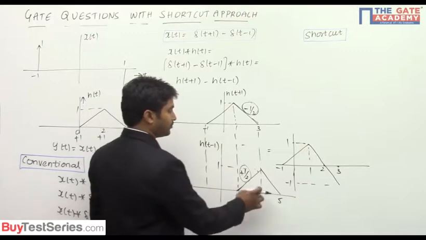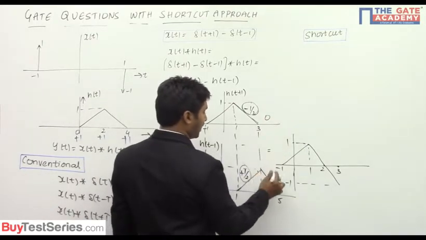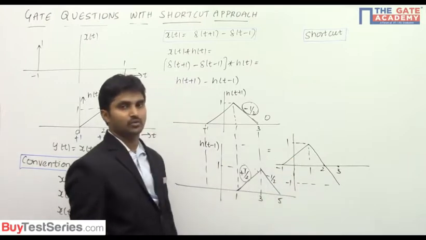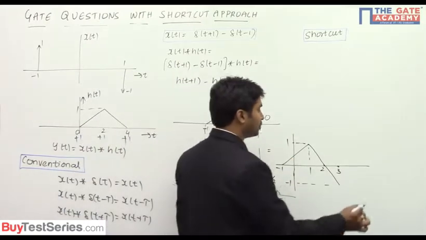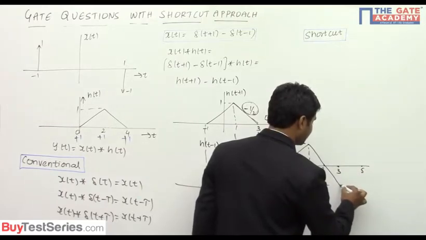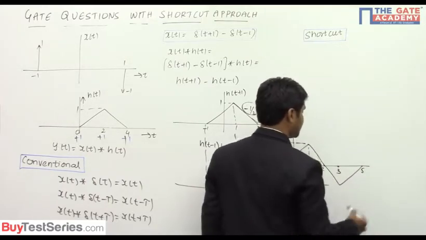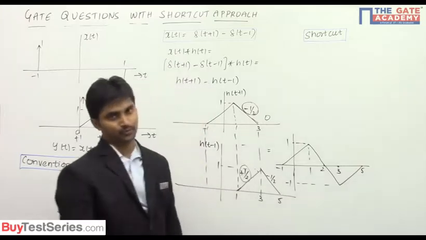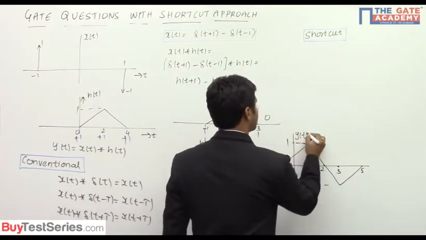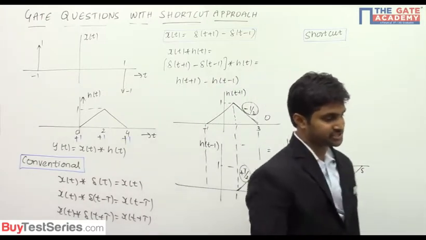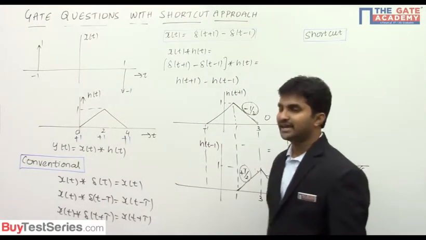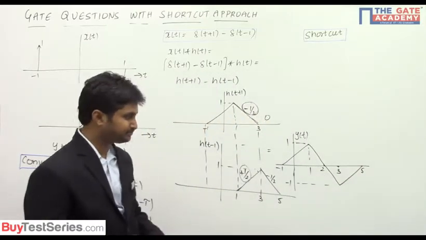From 3 to 5, here it is 0 minus the slope of minus 1 by 2. So now the slope becomes equal to 1 by 2. So now you will move with the slope of 1 by 2 for 2 units. If you are moving with the slope of 1 by 2 for 2 units, the amplitude now becomes equal to 0. So this is the resultant signal y of t. From the options, it matches with option D.